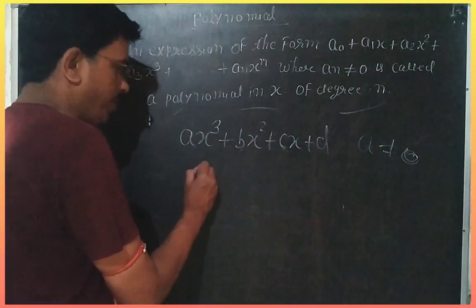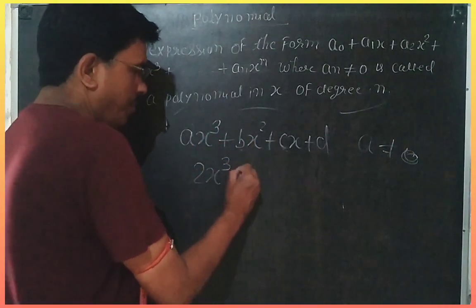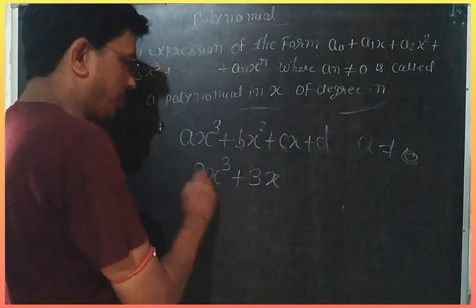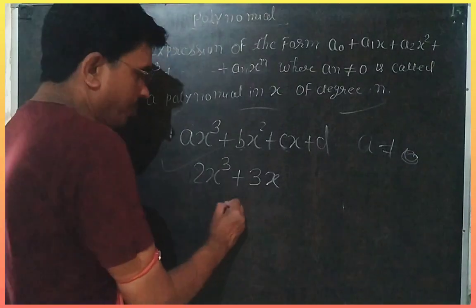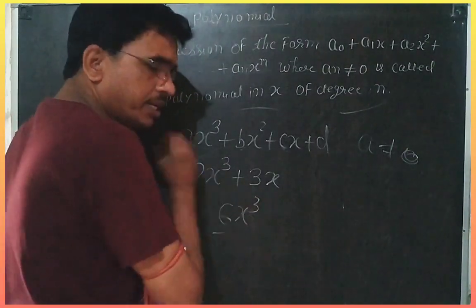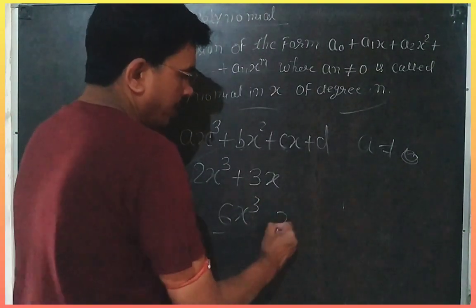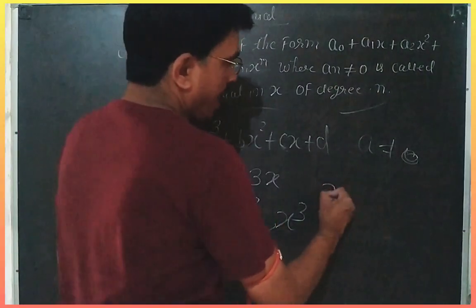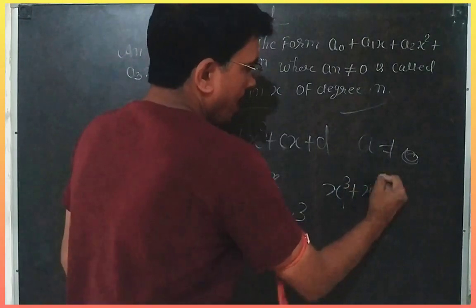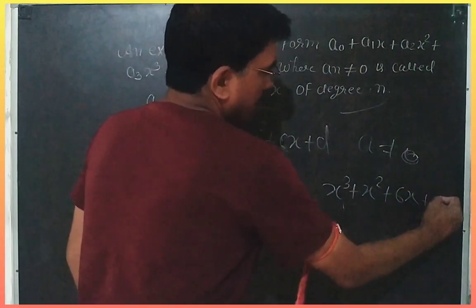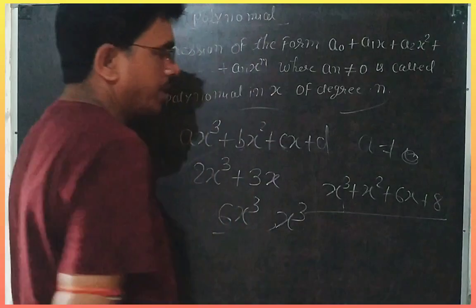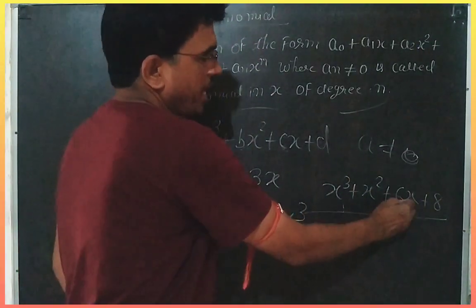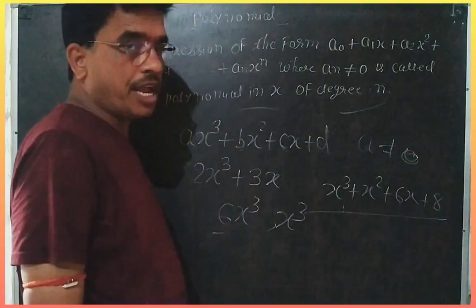b may be 0. You write, for example, 2x cube plus 3x, where the other two terms are 0. Then it is still cubic. You write only 6x cube, then it is cubic. When you write x cube, then it is also cubic. But if you write x cube plus 2x square plus 6x plus 8, it is a cubic polynomial where a is 1, b is 2, c is 6 and d is 8.